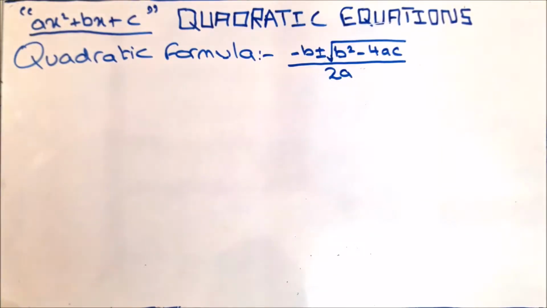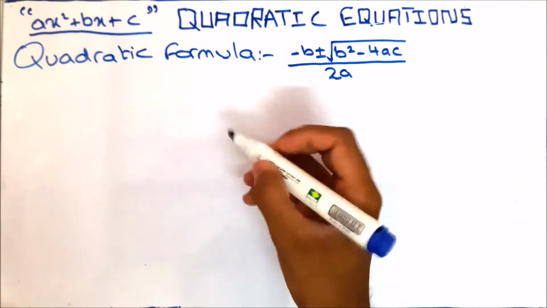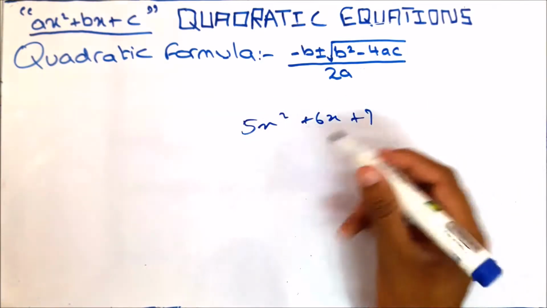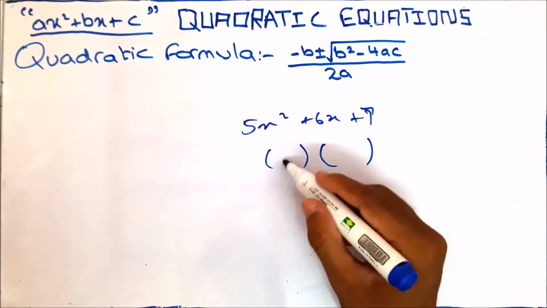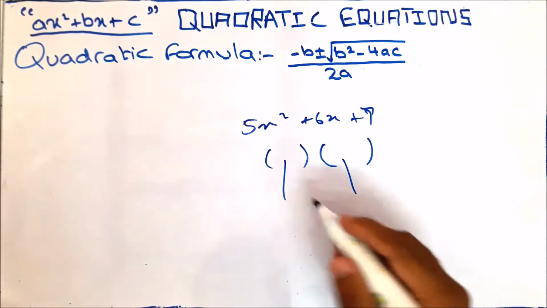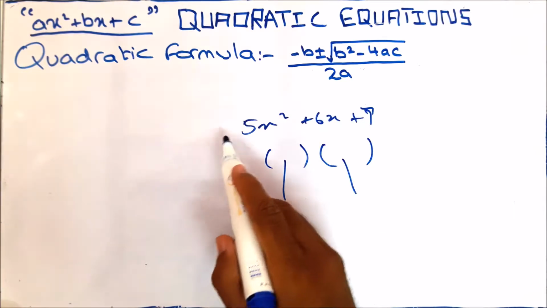Alright, in this video we are going to learn how to solve the quadratic equation using the quadratic formula. In the previous video we learned how to solve the quadratic equation using the factorization method. In that method we used to have a certain equation like 5x squared plus 6x plus 7. It's just a random equation, and we used to get two factors and two answers through each of these brackets.